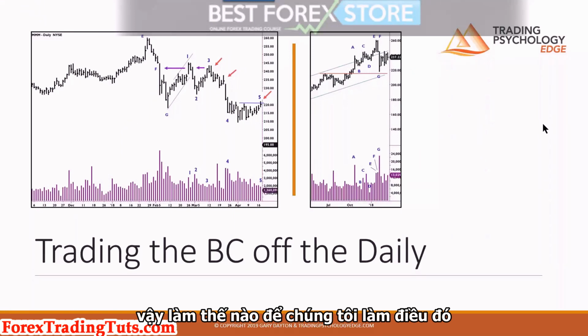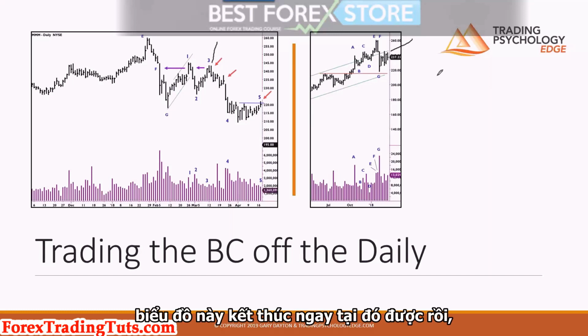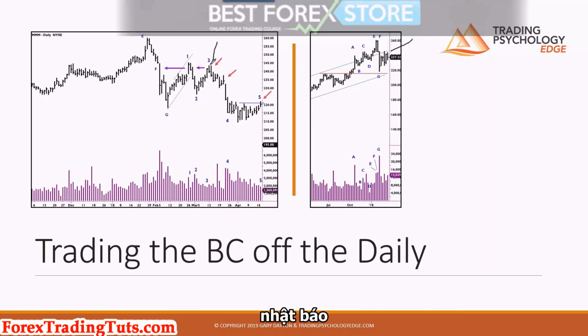So how do we do it? All right. So looking at the daily chart, this is the weekly over here, and this is the daily. The weekly chart ends right here on the daily.